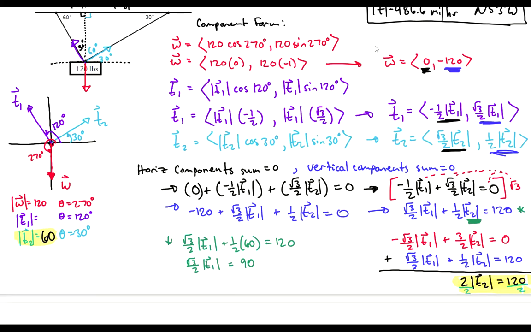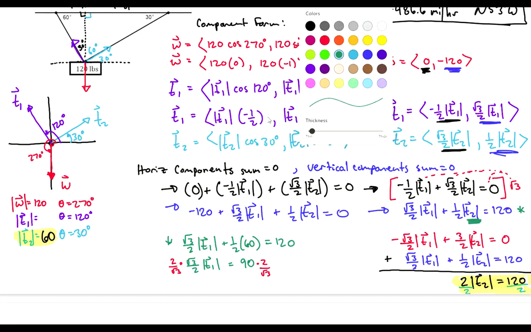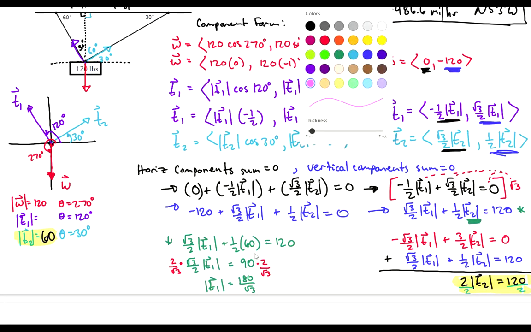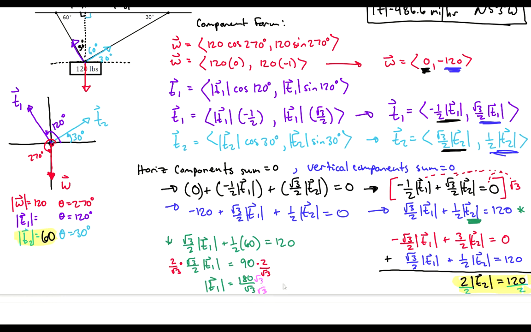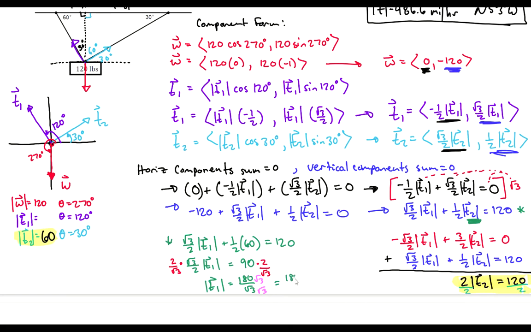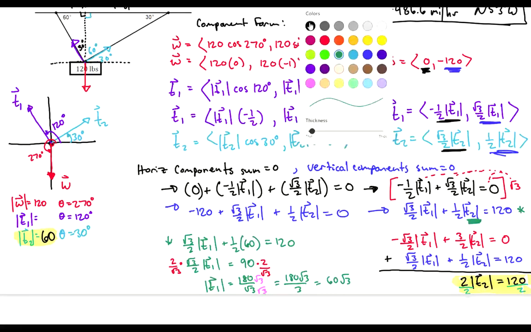And then to get T1 completely by itself, we would need to multiply by the reciprocal here, so times 2 over radical 3. And that would give us our magnitude of T1, which is 180 over radical 3. Now we can do some simplifying. Multiply the top and bottom by radical 3, and we will get 180 radical 3 over 3, which finally simplifies to be 60 radical 3. So that is an exact value answer.